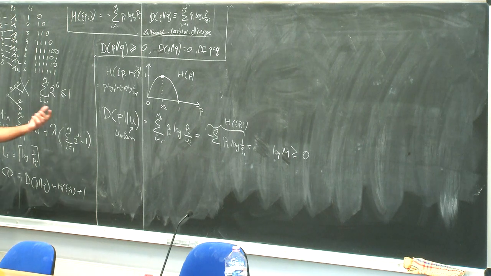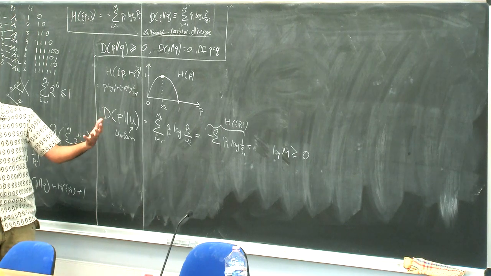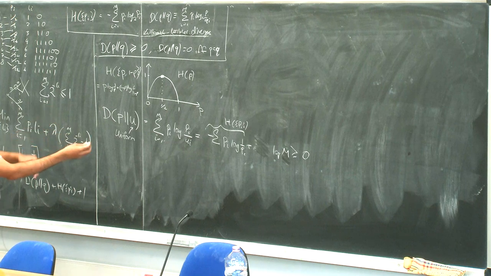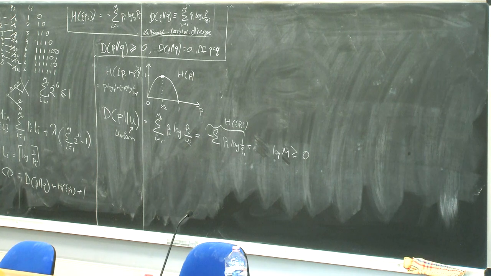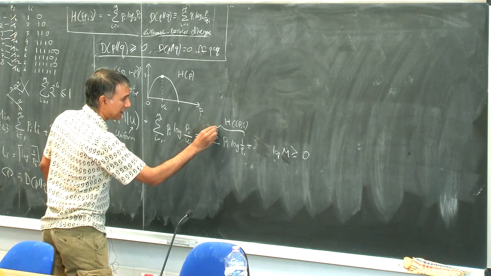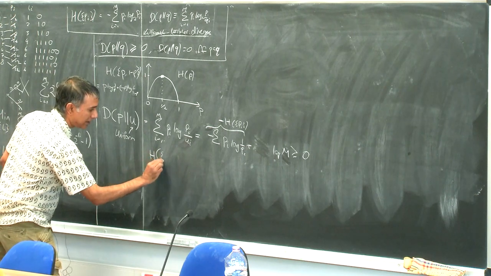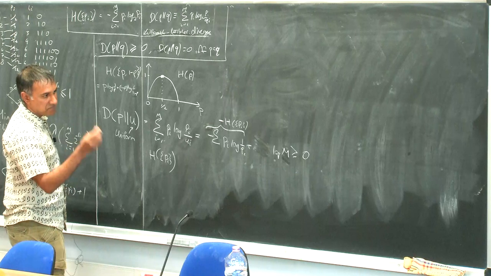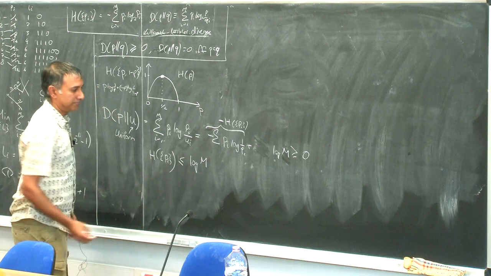This is the power of defining something like this, because from now on, you can just use the fact that it's positive and all its other properties to prove things. So when the dust settles, what do you find? Did I put a minus? Is there a minus missing? No, that's right. This whole thing is minus H. Therefore you get H of any probability distribution over an alphabet of m letters is less than or equal to log of m.